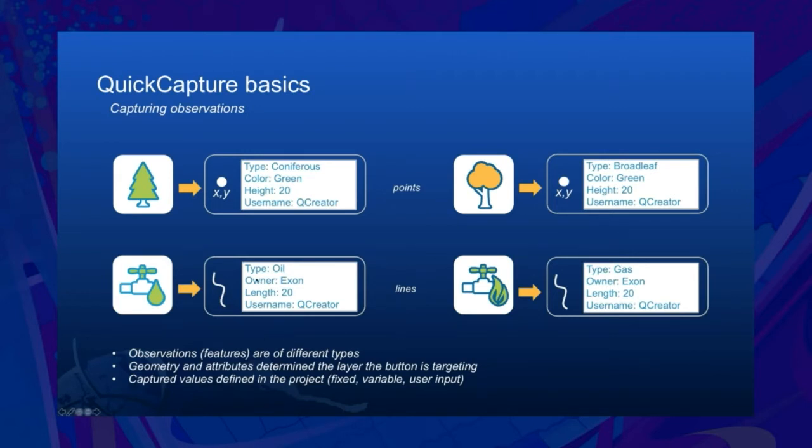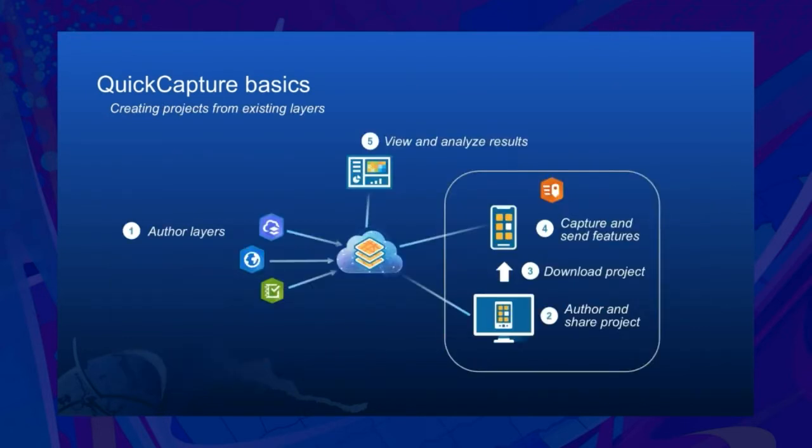So in this case, we have type oil, owner Exxon, length 20, and username QC Creator. The only difference between the two button types is the attribute value written to type. Again, this allows us to differentiate between the two feature types and symbolize them differently on a map.